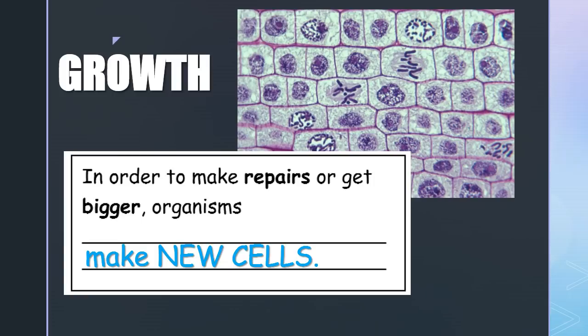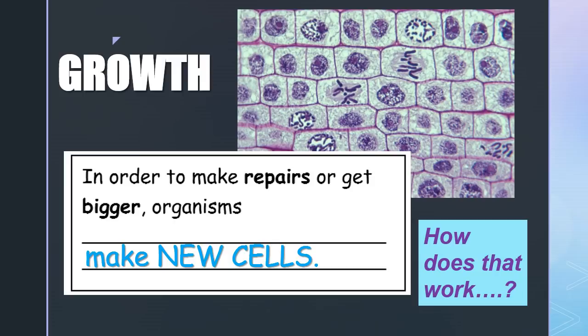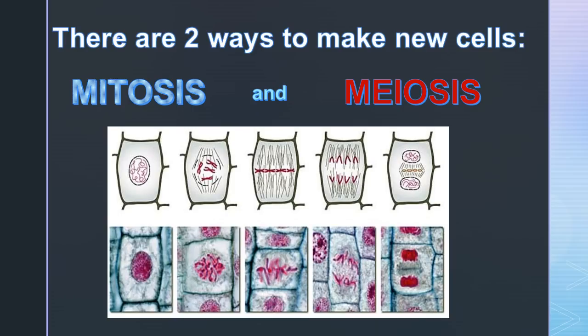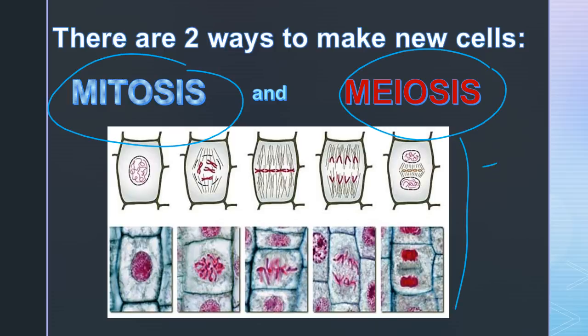You may have surmised this, but in order to make repairs to a body or to get bigger or to make more of themselves, reproduce, organisms have to make new cells. So there's two possible ways to make new cells. Let's talk about these. There are two ways to make new cells, mitosis and meiosis. And here you can see pictures of what that looks like. Here's a sketch, and here's what it looks like in an actual plant cell. So let's hear more about this.